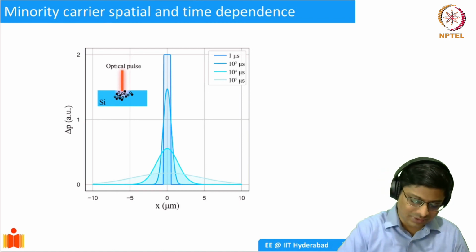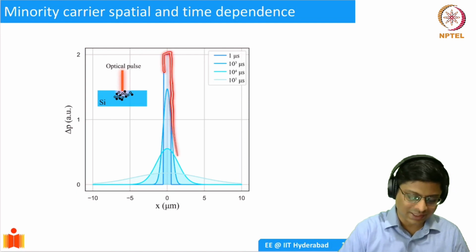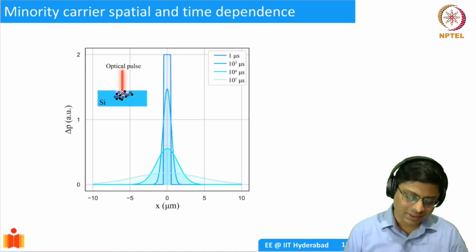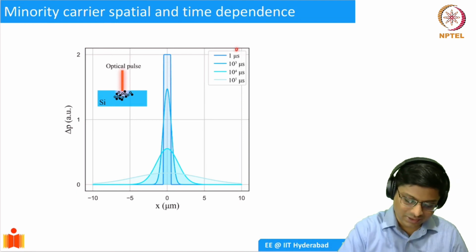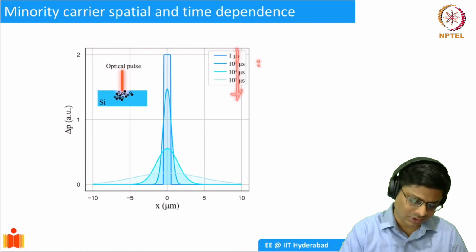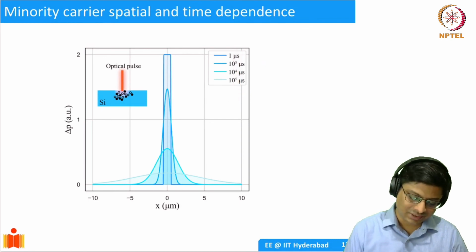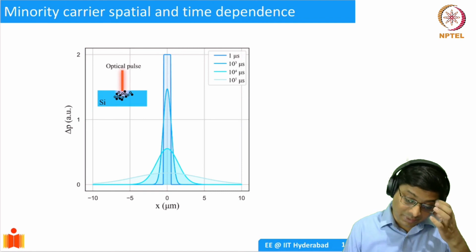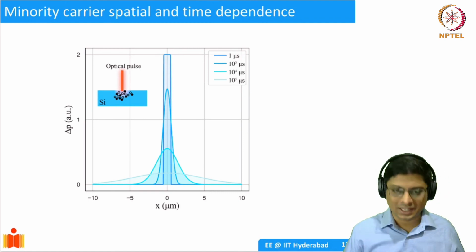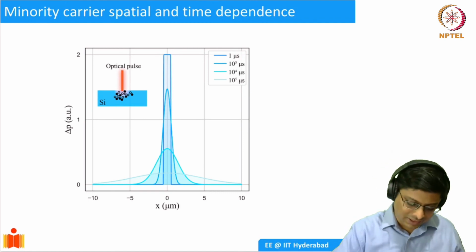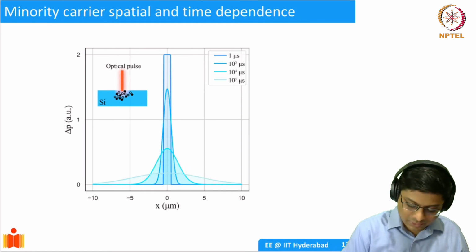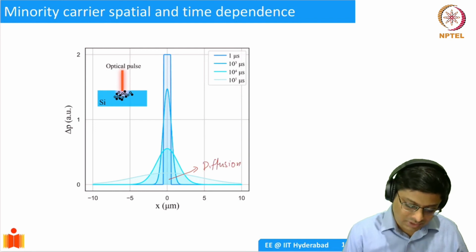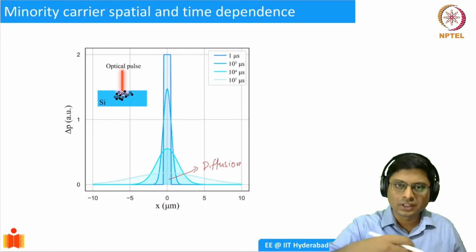Originally you have this position dependence, exactly as you created, that many electron hole pairs. But as time progresses, this is the profile as a function of time, at 10 microseconds, 1 millisecond, 10 milliseconds and 100 milliseconds. As you go to longer and longer times, you see that the profile is becoming spread out. So there is a diffusion process. This is basically because of diffusion. Also there's going to be some recombination happening, which will reduce the total area under the curve.